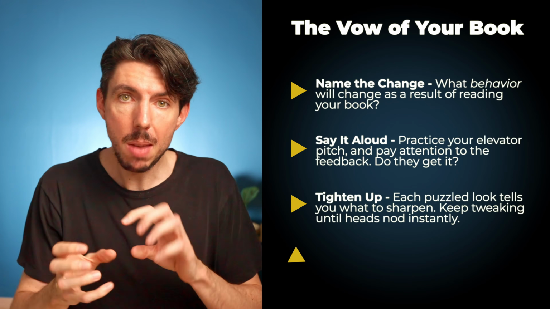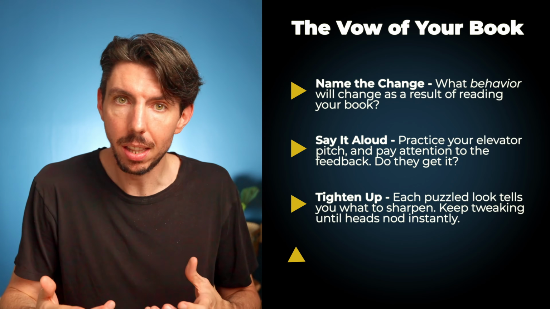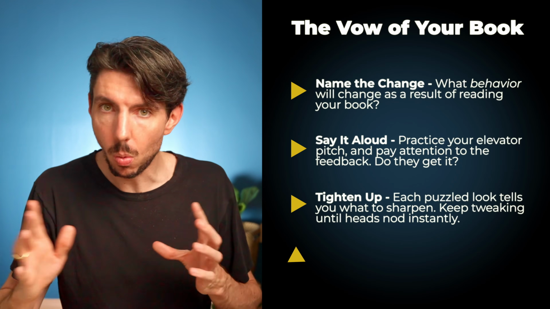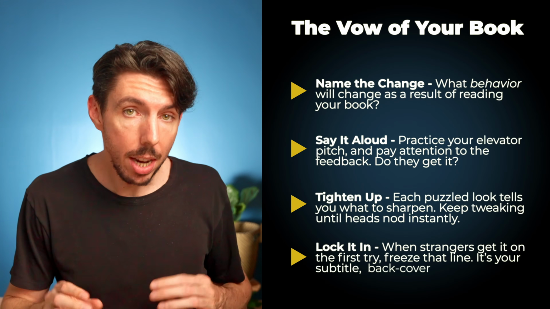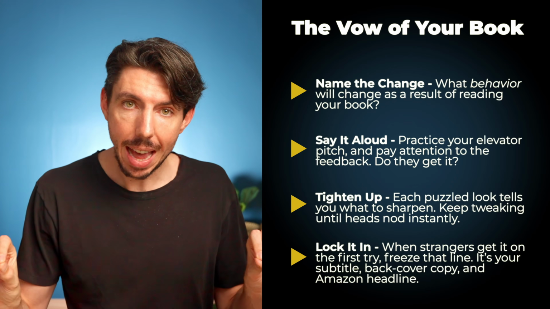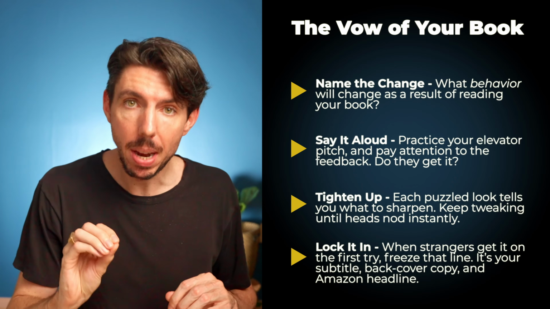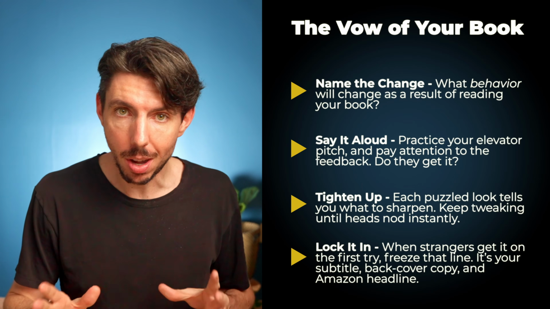So you want to keep on tweaking that promise until you can deliver it to a new person in one or two sentences very clearly. And fourth, when strangers get it on the first try, it's time to lock it in. Freeze that line. That is the book's subtitle. You're going to put that on the back of your book and on the Amazon product page.